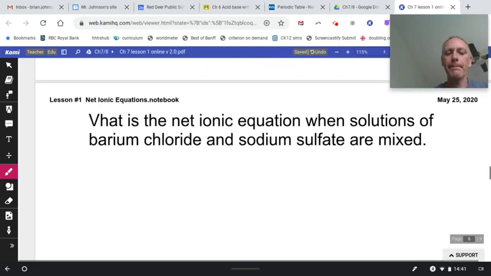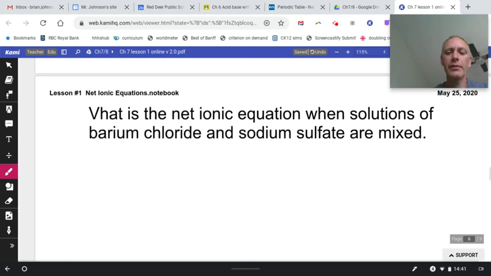Okay, moving on. Oh, I decided to Germanize this one. What is the net ionic equation when solutions of barium chloride and sodium sulfate are mixed? And sure, we'll do this one. Barium chloride. So what I'm going to do is just get you started. Barium 2 plus, chloride is 1 minus, and it's a solution, aqueous. Sodium sulfate 1 plus, SO4 is a 2 minus. We'll need 2 of those, and it's a solution.